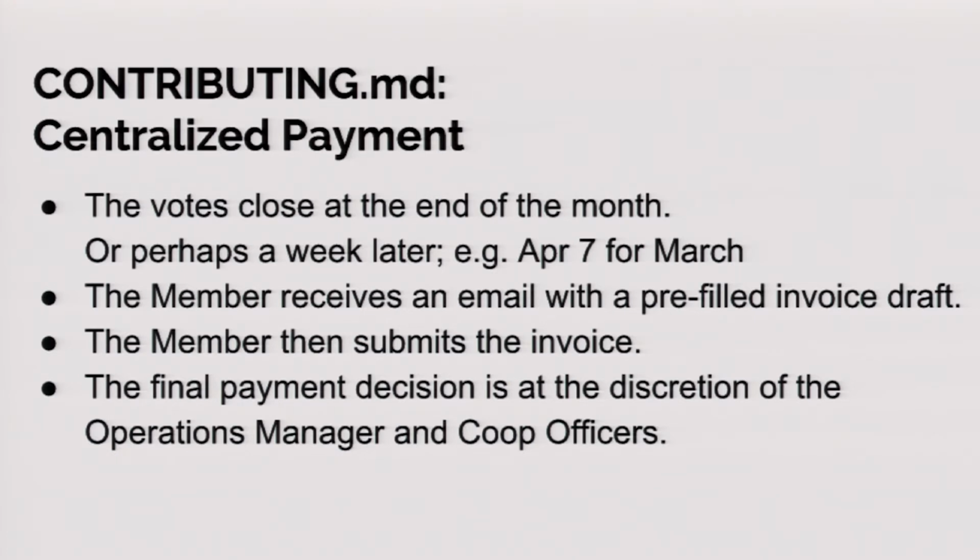So you get a pre-filled invoice, you double check it, you say yep, you send it into invoices, and then the final payment is at the discretion of the operations manager and the co-op officer. So if you did something crazy, they can just say nope. Okay, that's pretty much it.